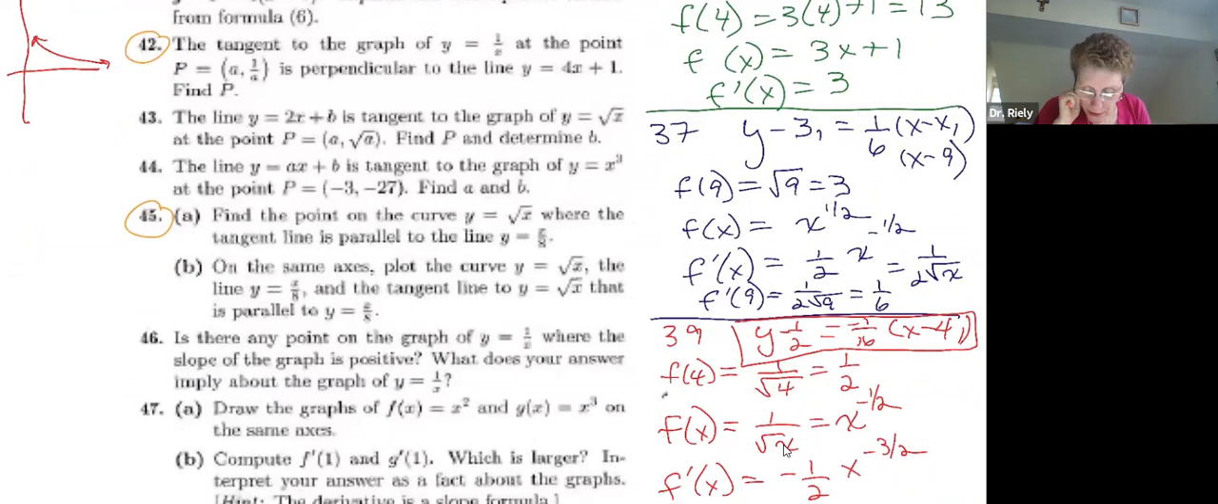The tangent to the graph of 1 over, and that should be 1 over x, right? So this is x, 1 over x. You can always look in the textbook if you can't read it. At the point a comma 1 over a is perpendicular, so it's perpendicular to the line y equals 4x plus 1. Find the point. Okay, so let's think about this.